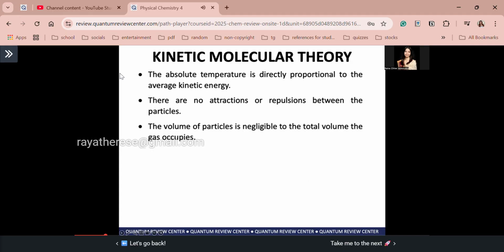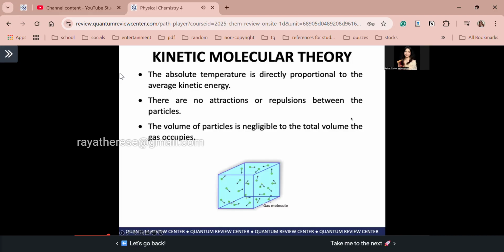Third, the volume of particles. The volume of particles is negligible compared to the total volume the gas occupies. Again, we treat the gas particles as point masses. That's why the volume of the particles is negligible. Why? Because the actual size of your gas particles is very small compared to the space between them. Gas is mostly empty space. You have big empty spaces between the gas particles. That's why we ignore the individual volumes of the gas particles. Why do we do this, guys? Because it allows us to treat gases as if they are made of point masses or point particles.